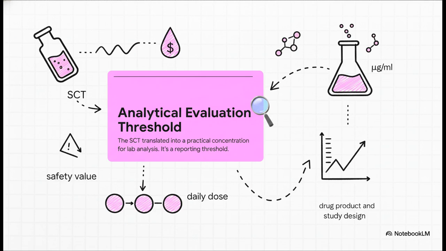But here's the problem. The SCT is a dose, like 1.5 micrograms per day. You can't just tell a chemist, hey, go find anything above 1.5 micrograms per day. That's not how lab equipment works. So that's where the Analytical Evaluation Threshold, or AET, becomes our best friend. The AET does the math. It takes that SCT dose and translates it into a practical concentration, like parts per million, that you can actually program your instruments to look for in your specific drug product. It's the SCT made real for the lab.